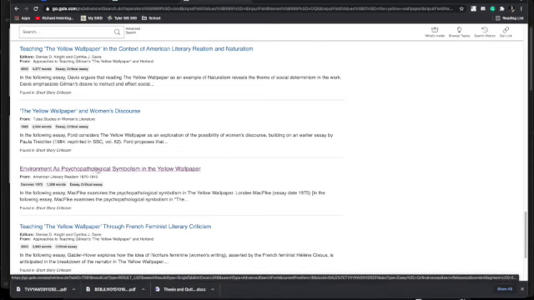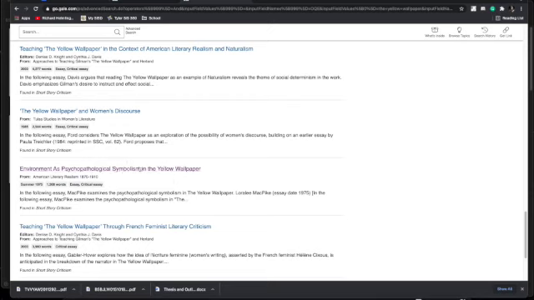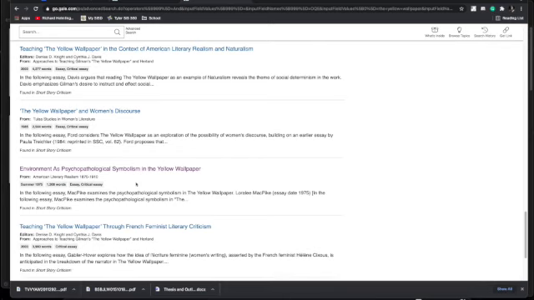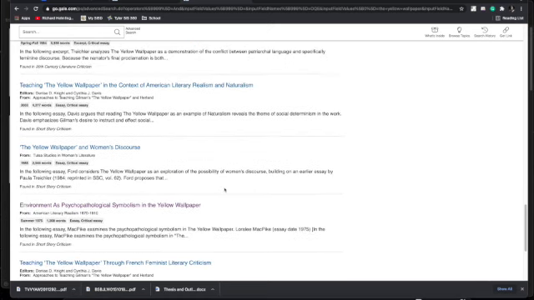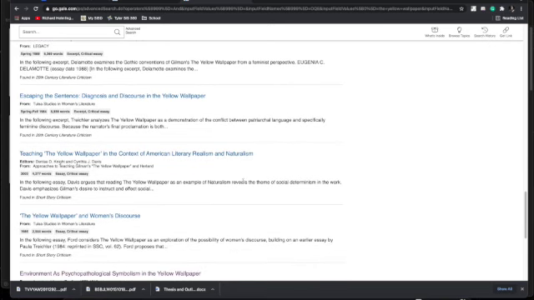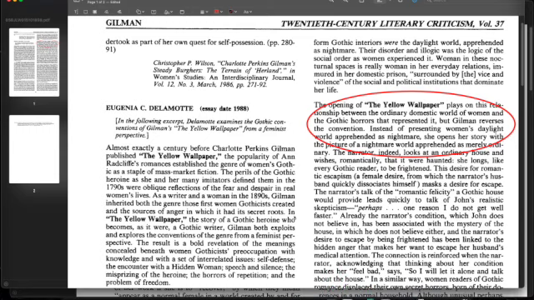Environment as psychopathological symbolism in The Yellow Wallpaper. Okay, so symbolism is an obvious text feature, right? But there's nothing obvious about the approach to symbolism here. It's like environment as psychopathological symbolism. So again, this is a very particular angle on the text that I can use. So using these two that I just indicated as an example, let's look at what some ideas I could steal out of those and then put in my thesis might be.